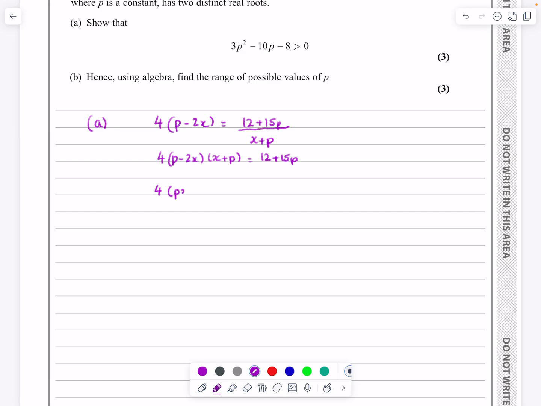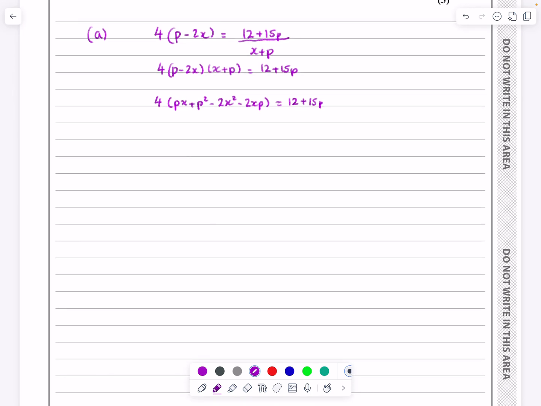I end up with, what have I got? px plus p squared. I've got minus 2x squared, and I've got minus 2xp, or px. It doesn't matter which way round we write that. And then tidy up that bracket. In fact, I'm going to multiply it all out as well. So 4 lots of p squared is going to give me 4p squared. These two will both make minus px, so I've got minus 4px, and that x squared will be multiplied by 4 as well, so minus 8x squared is equal to 12 plus 15p. Yeah, so I've got the beginnings of a quadratic equation.